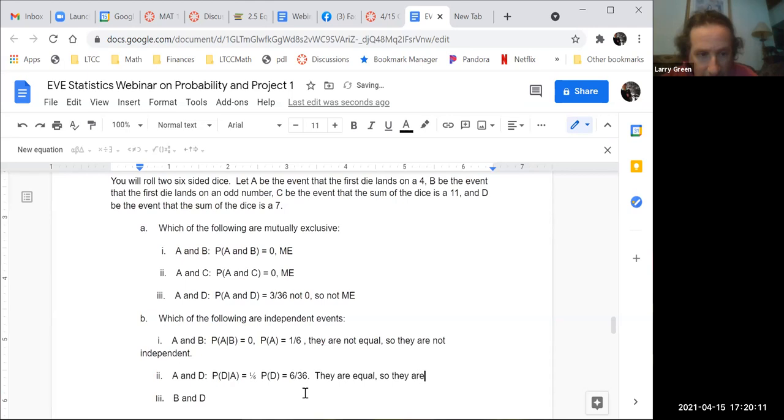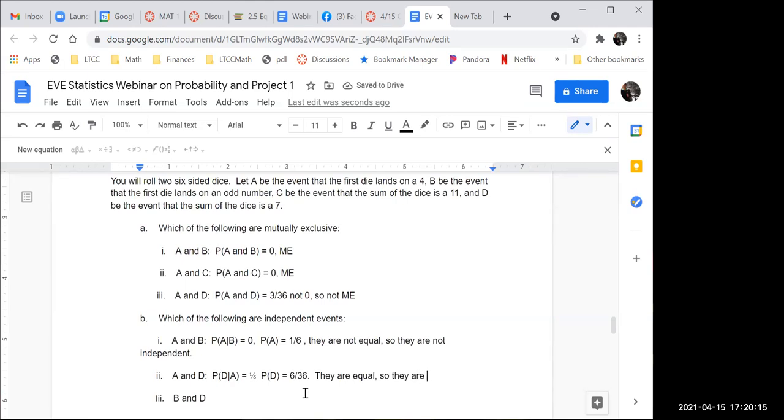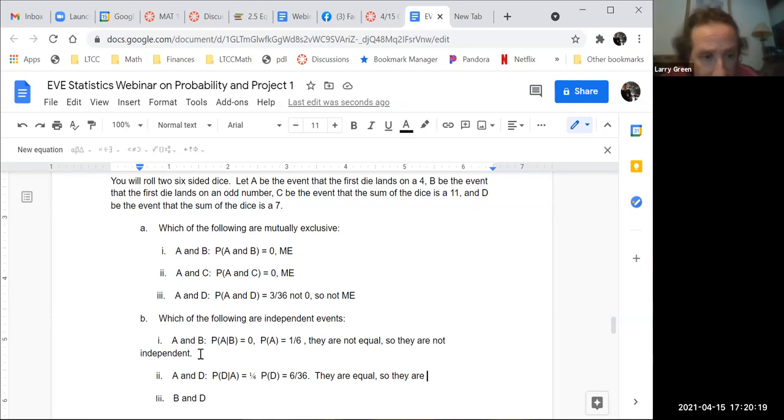So they are dependent. They are independent? Yeah, did I write it wrong? Not equal, say, or not? Yes, they are independent. There we go.